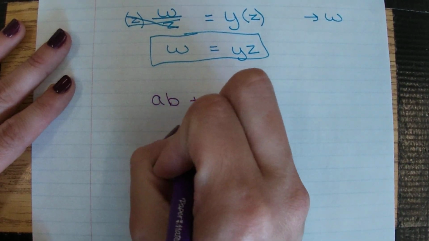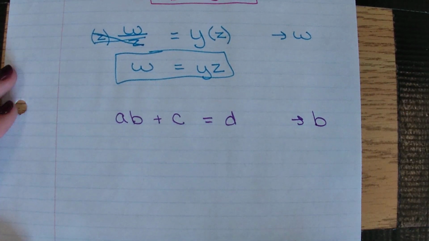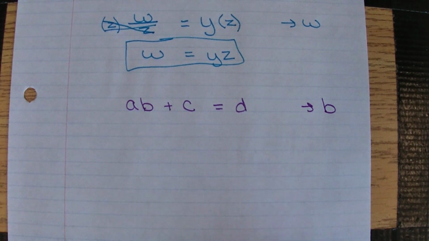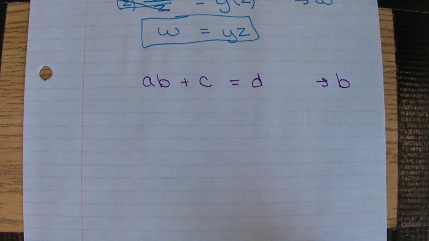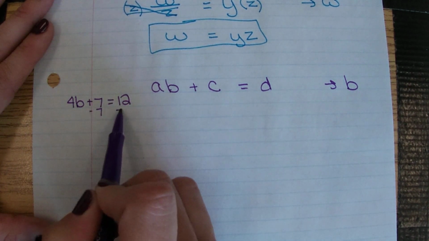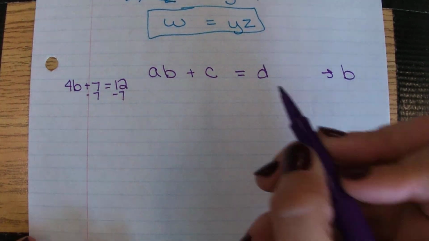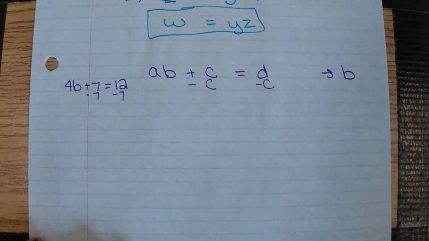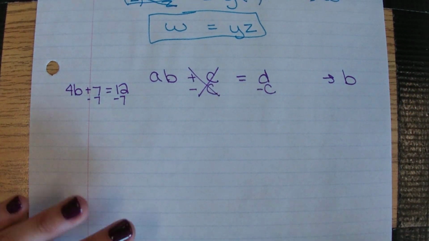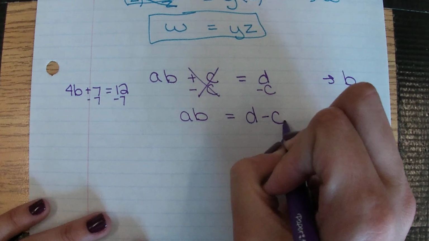So what if we have AB plus C equals D, and we want to solve this for B? Just like with any equation, order of operations backwards, so we have to undo any addition and subtraction first. If I had something that said 4B plus 7 equals 12, I would move that 7 first. The C and the 7 are in the same position, so C is what I'm going to move first. I'm going to undo adding C by subtracting C. Those C's are going to cancel, which will leave me with an AB. Again, I can't do anything with D minus C. It's just D minus C.